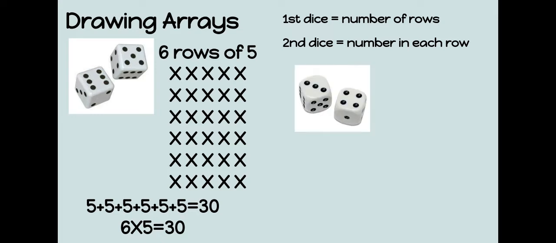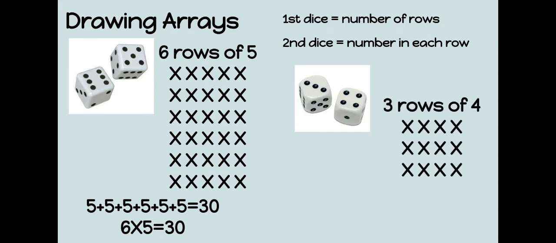For this next one, if you want to pause the video and you want to try it on your own, you're going to be making 3 rows of 4. And that would look like this: 3 rows with 4 in each row. And then our number sentence would be 4 plus 4 plus 4 equals 12, or 3 times 4 equals 12.